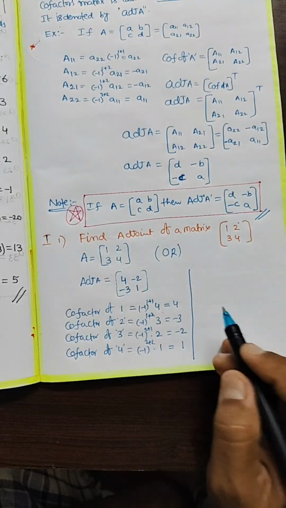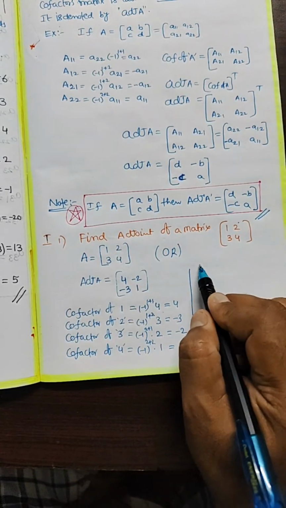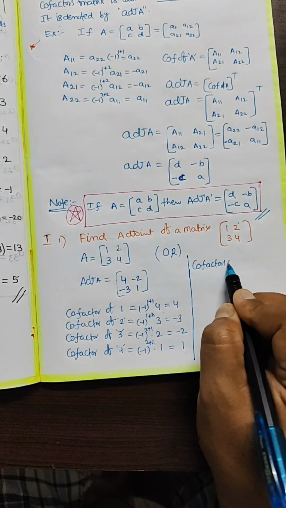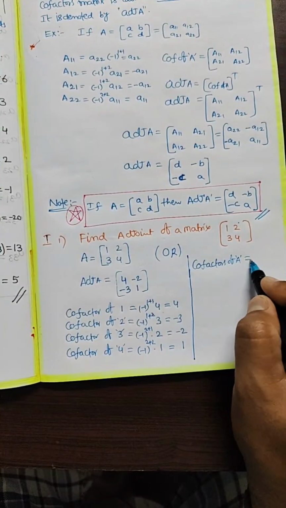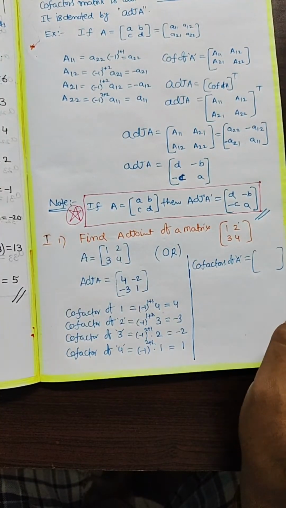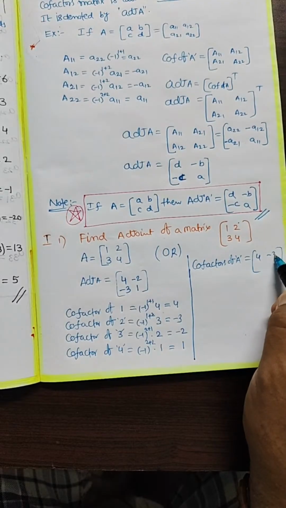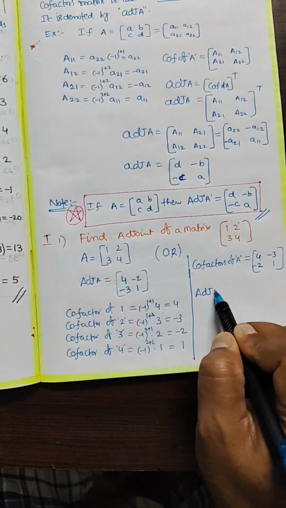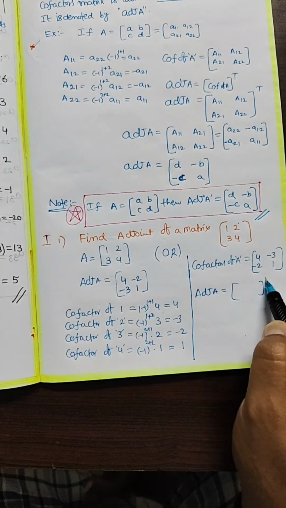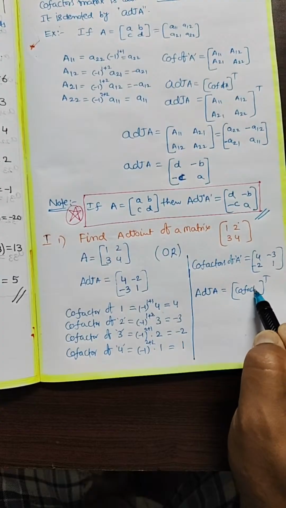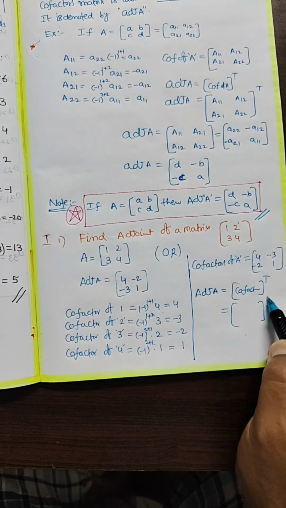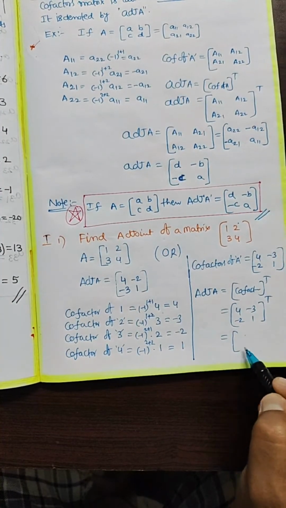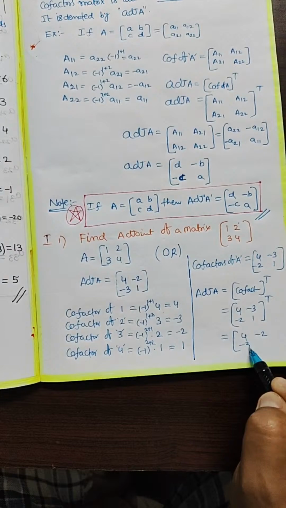Now I am writing cofactor matrix. So cofactors of capital A. So what we have to write is 4, minus 3, minus 2, 1. Later adjoint A is equal to transpose of cofactors matrix. So that is equal to transpose, you need to do that. 4, minus 3, minus 2, 1 we have to transpose. So 4, minus 2, minus 3, 1.